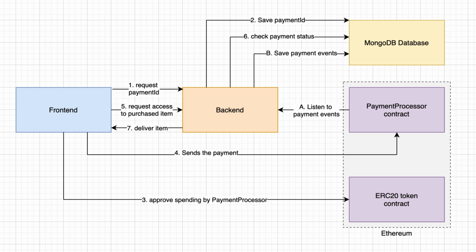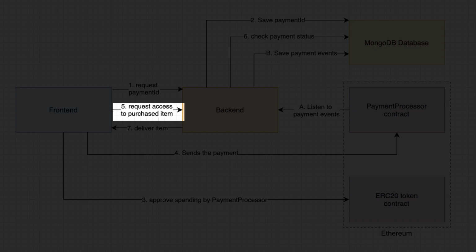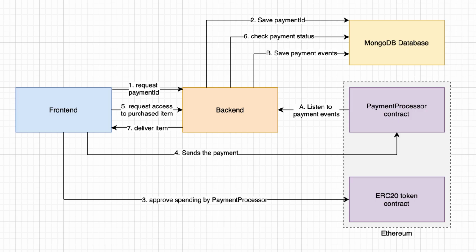Once the payment has been sent to the blockchain, the next step is to request access to the purchased item. So that is done with another API call to the backend. The backend receives this request and first checks the payment status for this specific payment ID. And if the payment was done, the backend sends back to the frontend a URL to download the item that was purchased. So of course here I'm talking of a digital product, but even with a physical product, it can still work. It's just that instead of sending the URL to download the item, you will initiate the delivery process.